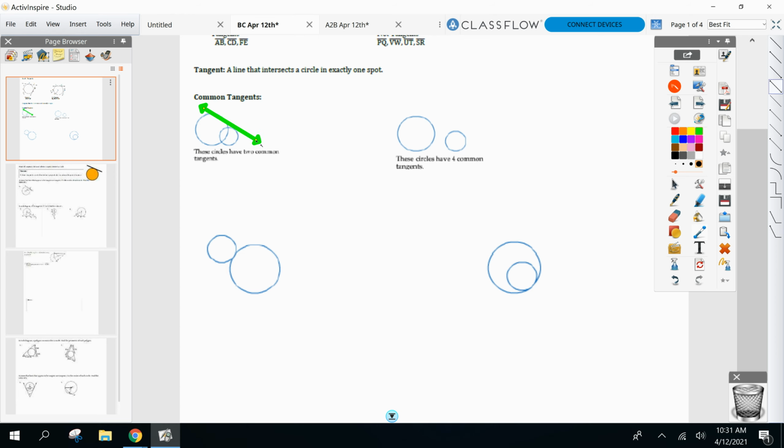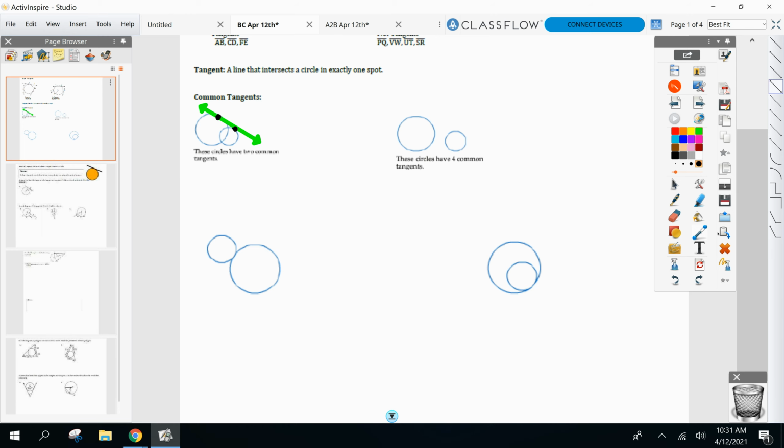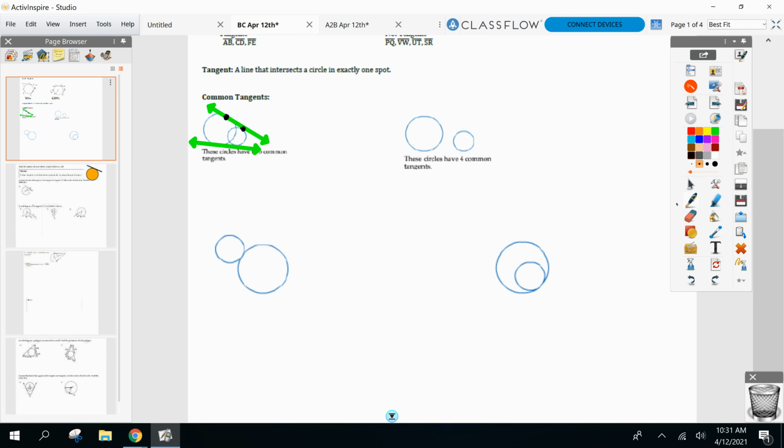See what I mean? It hits here and hits here. One spot each. I'm claiming there's two. Do you see another one? Because I'm claiming there's two common tangents in this diagram. Do we see the other one? Right down below, right here. One spot on that circle, one spot on the smaller circle. So that's what a common tangent is.